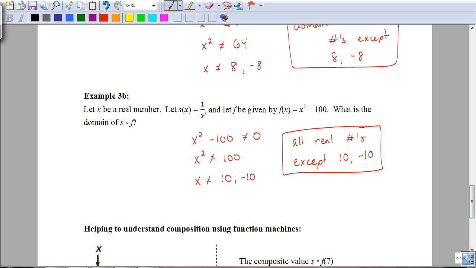Okay. That's it. So hopefully you have a better understanding of composition of functions.